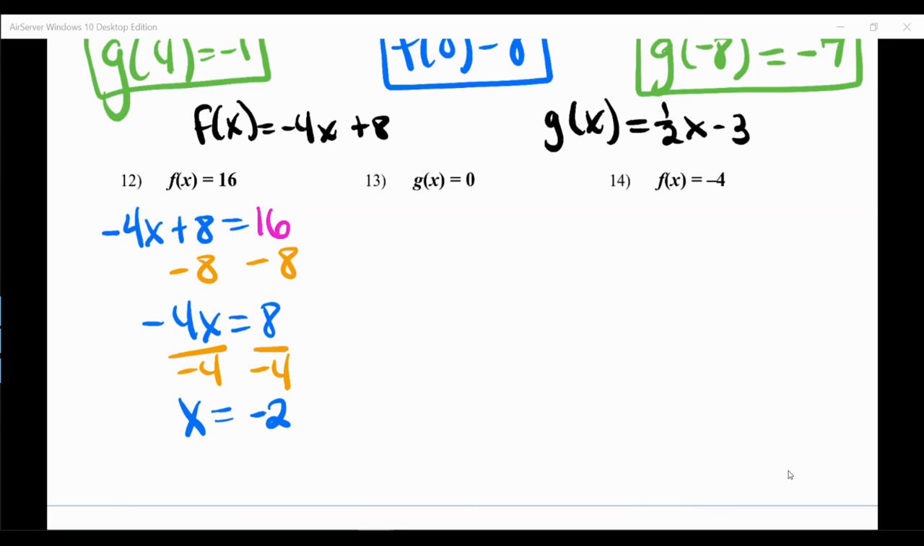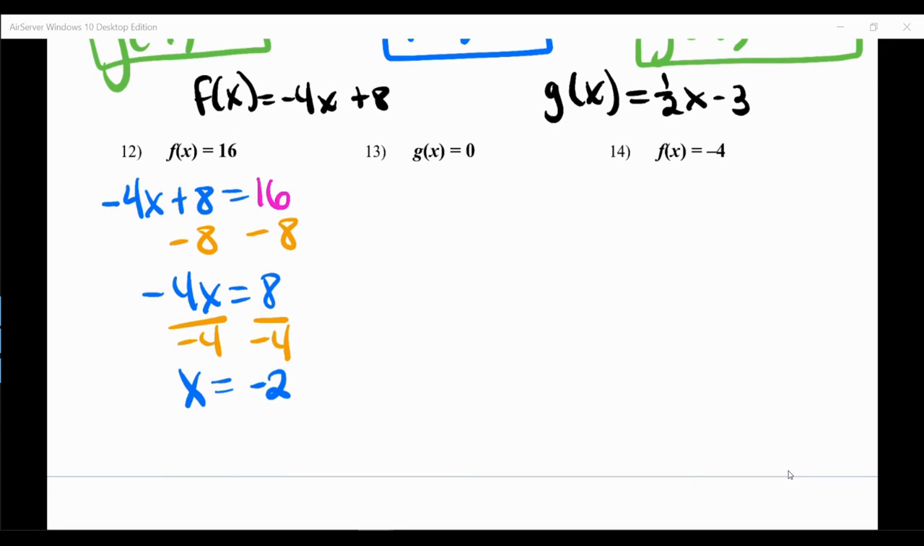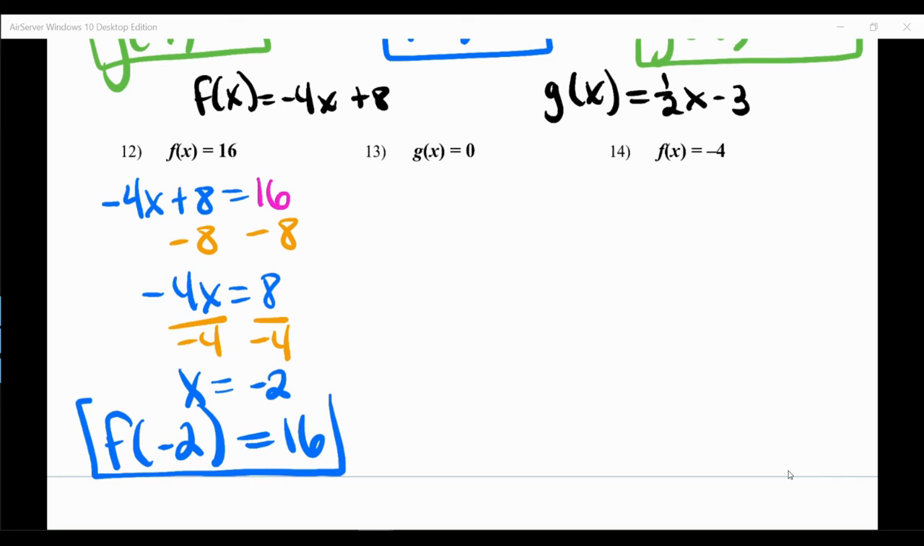So now let's practice rewriting this in function notation the same way you would on an assessment. So f of -2 equals 16. I think that helps bring it home. So when x equals -2, the value of the function is 16.